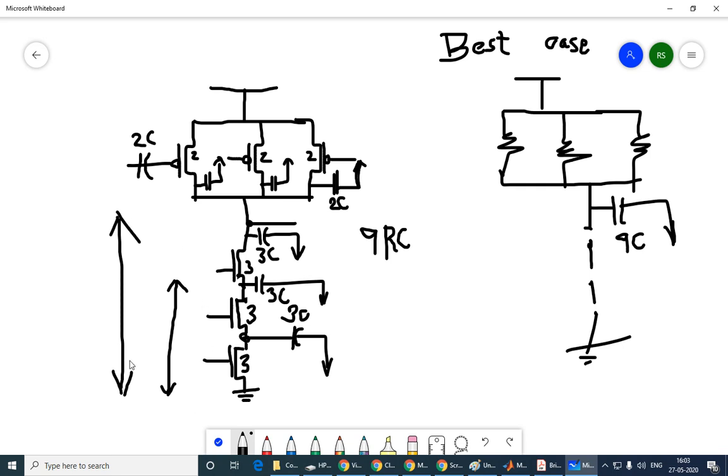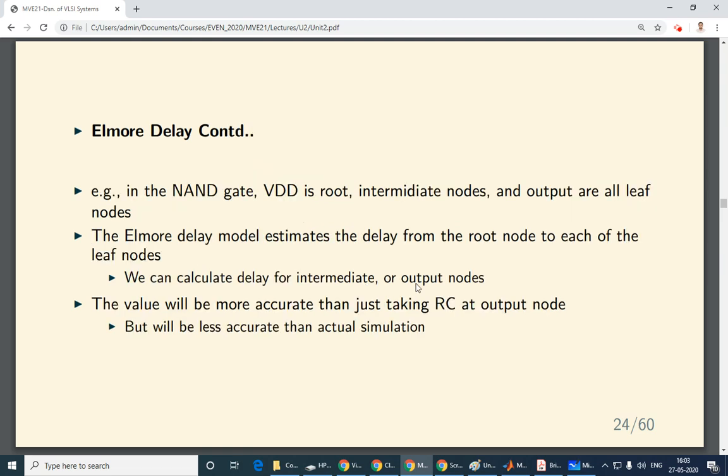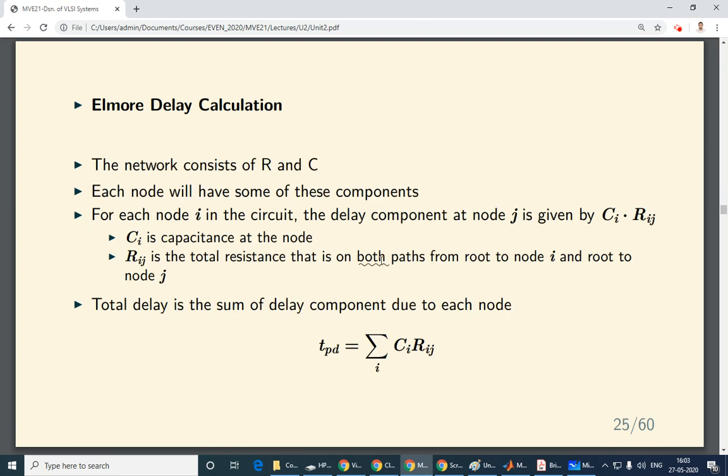So this is one path, from this node to this node. It has three resistances: one, two, three. The other path is from here to here. How many resistances does this path have? It has these two. So what is the shared resistance? Common to both the paths, that is what is called the shared resistance.